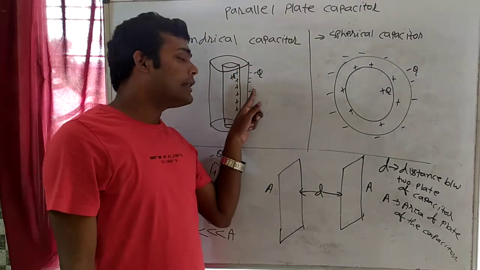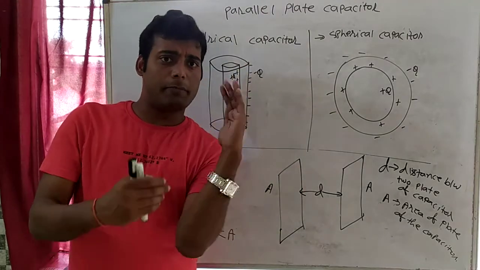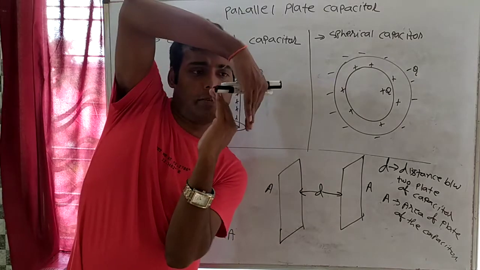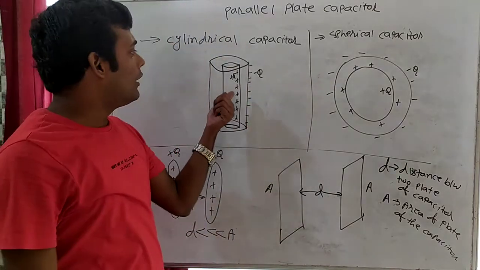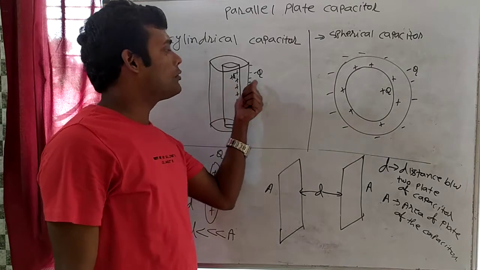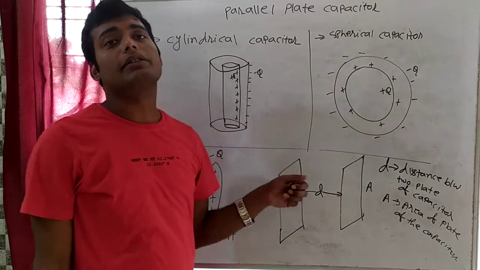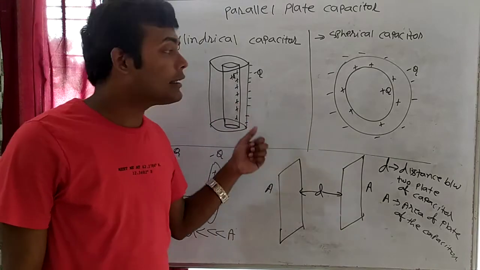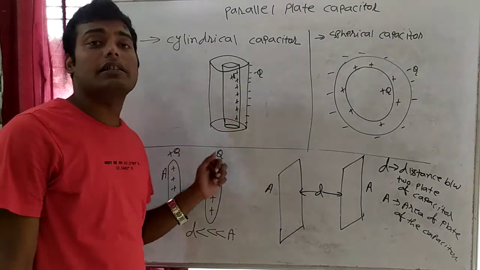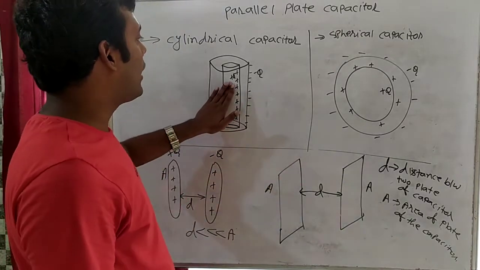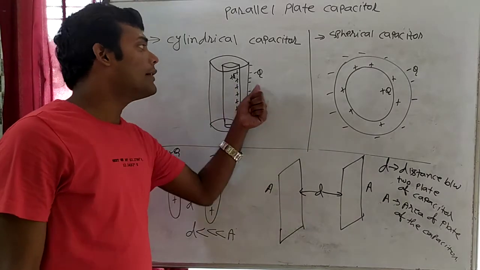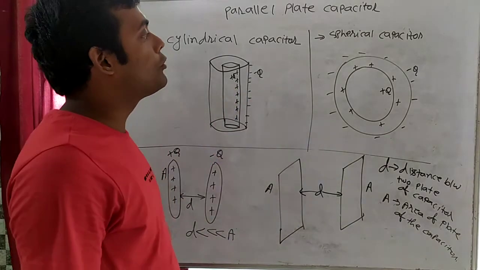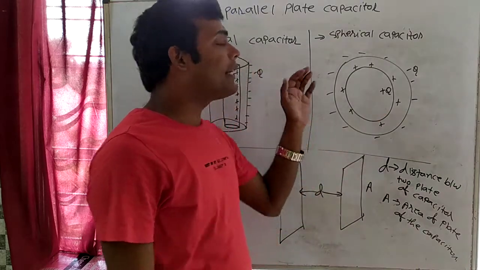This is the inner, this is the outer surface. So there are two surfaces. Clear? On the first surface, let's say plus Q charge is there. On the second surface, minus Q charge, equal and opposite charge, because you know that plus will induce minus, charge due to induction. So if there is plus Q charge on this plate, on this plate there will be minus Q charge.